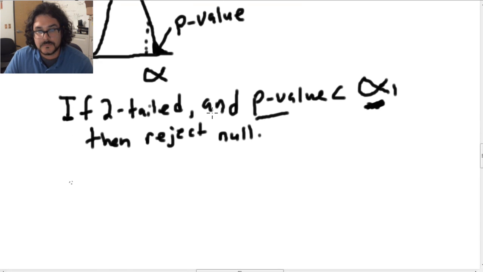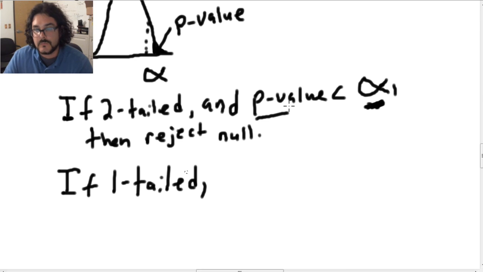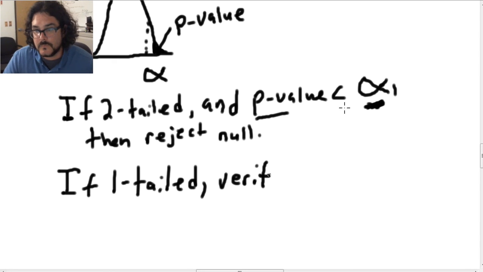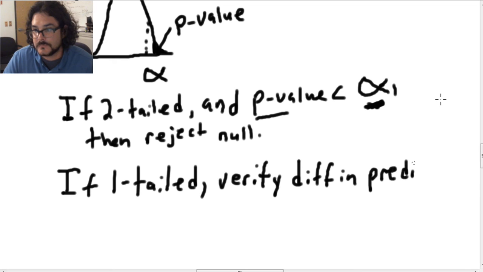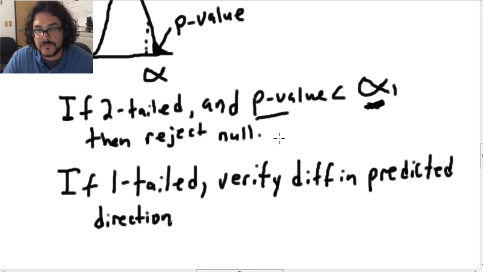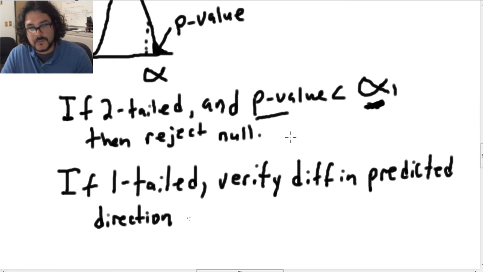For a one-tailed test, it's a little bit more complicated. With a one-tailed test, first verify that the difference is in the expected, predicted direction. Remember, with the one-tailed test, if the difference isn't in the predicted direction, then we can't reject the null. We can't say there's a statistically significant difference.